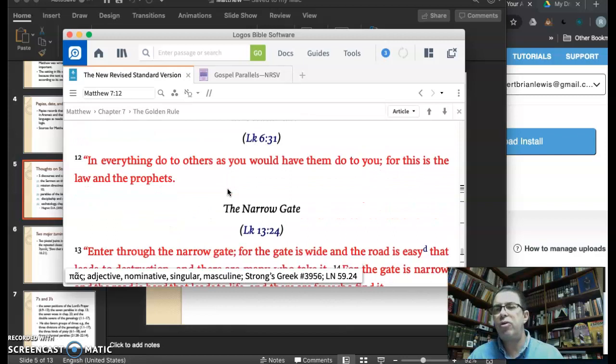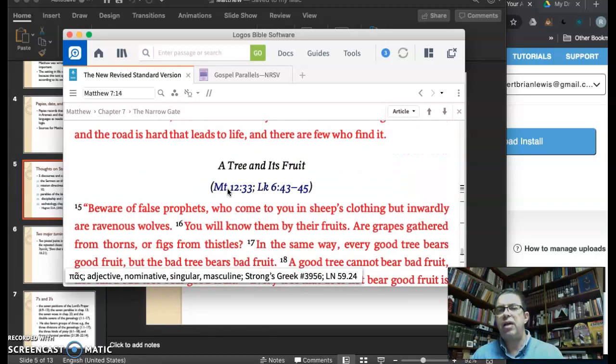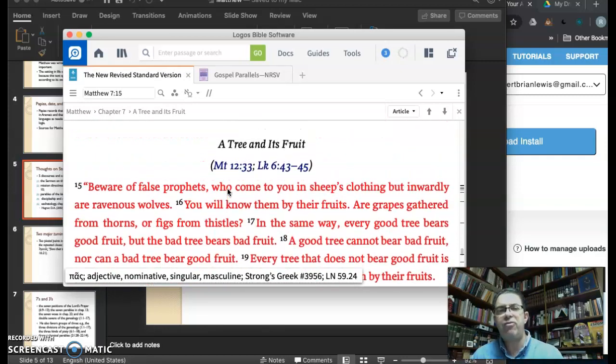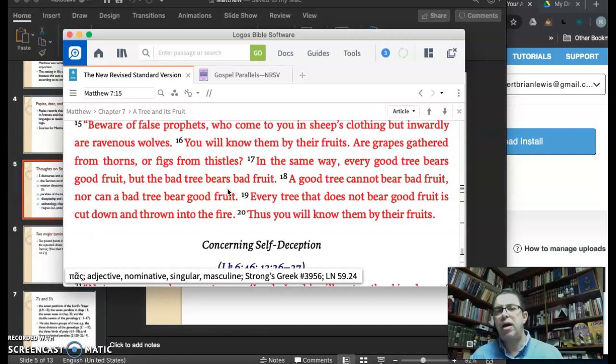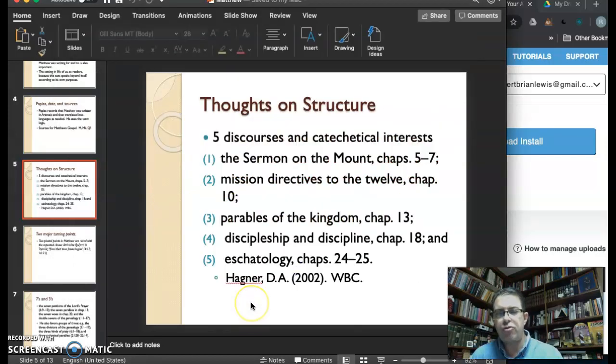And then look at the golden rule here. One of these teachings that is replicated all over the ancient world in philosophical traditions, from the Buddha to the Greek philosophers: in everything do to others as you would have them do to you, for this is the law and the prophets. That is, it's all here if you practice these kinds of things. Enter into the narrow gate. And then something very tangible, how Jesus accents this: you'll know the tree by its fruit.